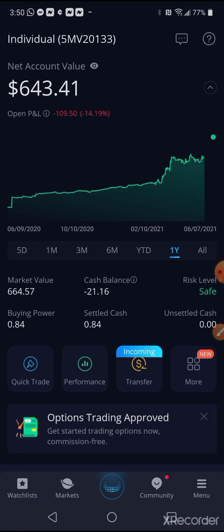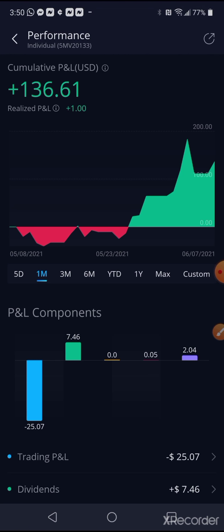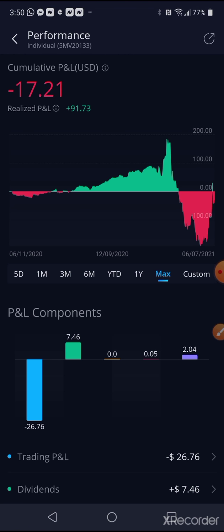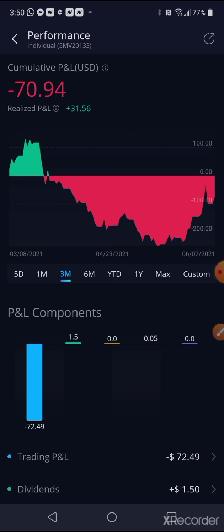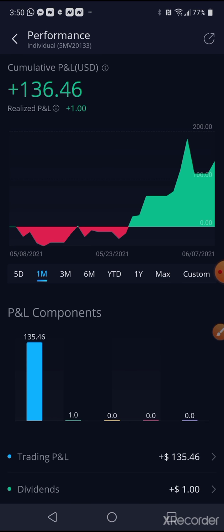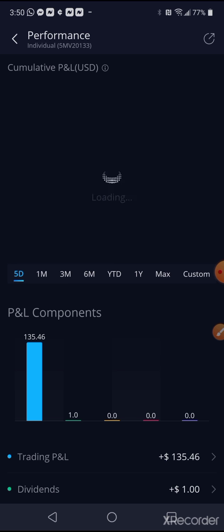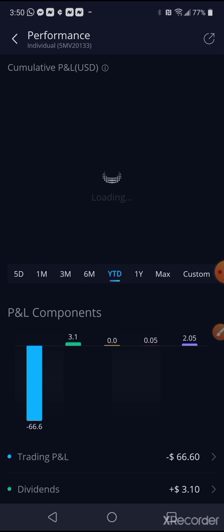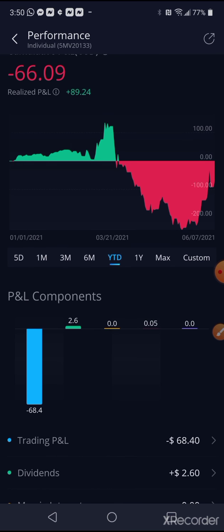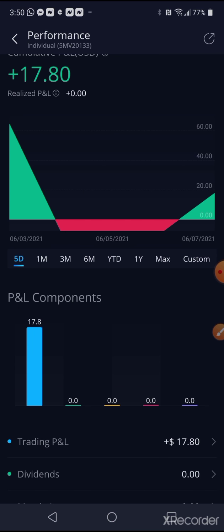Overall, let's see overall performance. Overall down $17 since using Webull. Year to date, 6 months, 3 months, 1 month. Do we have a turnaround going on? We have a turnaround going on. That's what happens in the stock market. When it's in the red, it tries to scare you emotionally. The color red is bad, right? So you tend to sell, losing all your money.